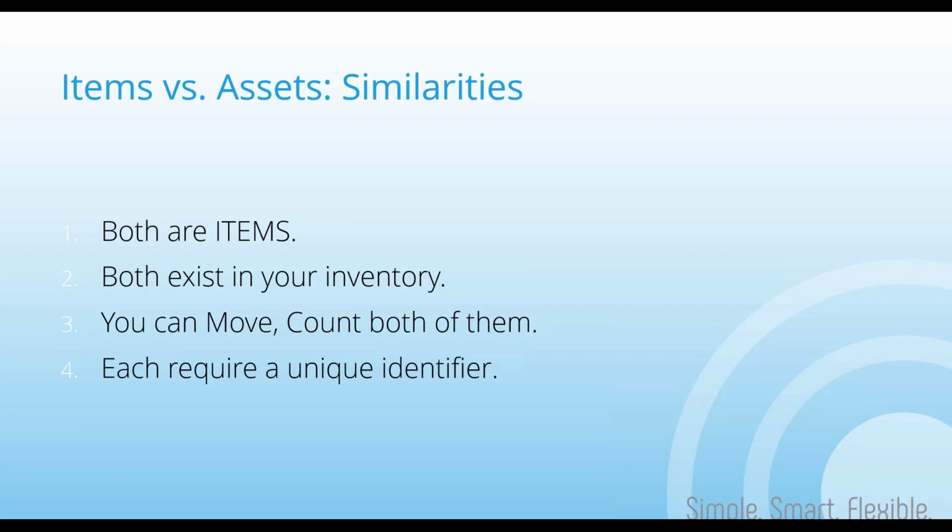Another similarity is that both items and assets exist in your inventory and are tied to a quantity on hand and a specific site location. Additionally, you can perform various inventory control functions like inventories and moves on each. Lastly, both require unique identifiers when getting set up in the system. The unique identifier for the item in IntelliTrack is the item number, and the unique identifier for the asset in IntelliTrack is the asset number.